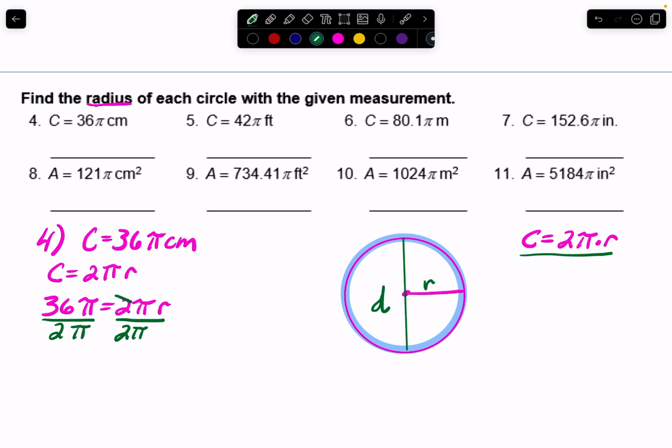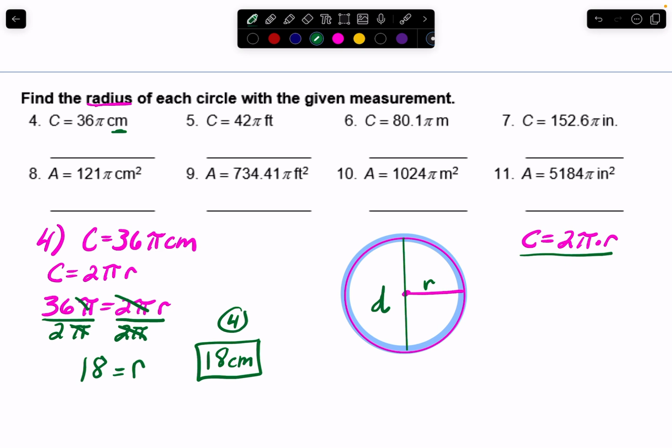Over here on the right, the 2 pi's cancel. 2 pi divided by 2 pi is 1. 1 times r is r. And then we have the pi's cancel here. 36 divided by 2 is 18. Our measurements are centimeters. So this radius of this circle over here is 18 centimeters. That's on number 4.